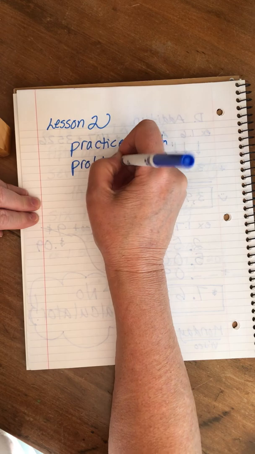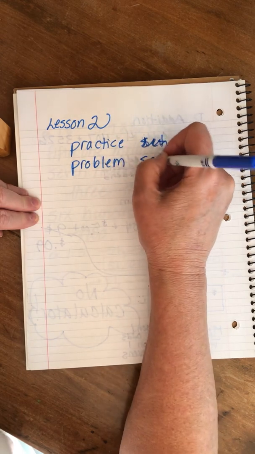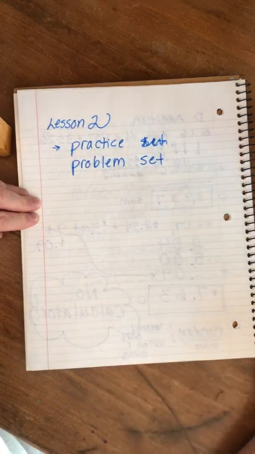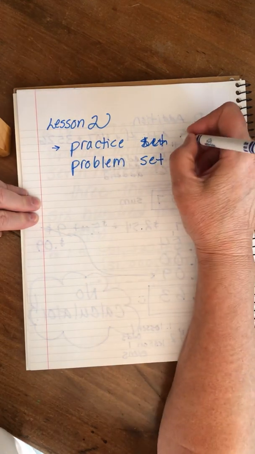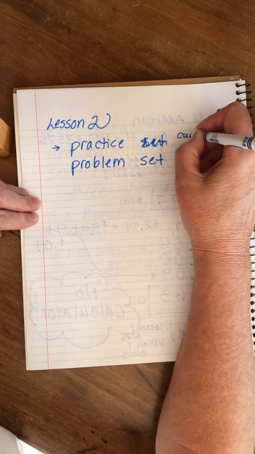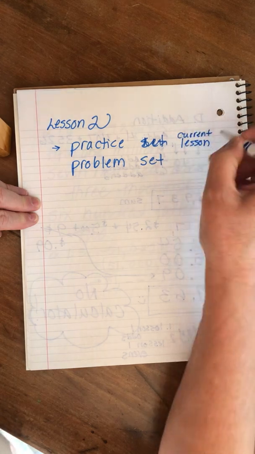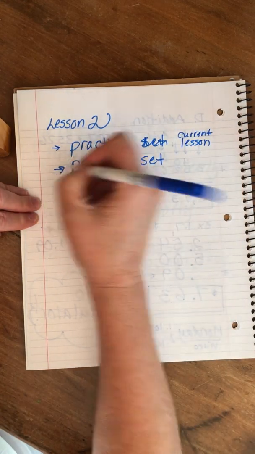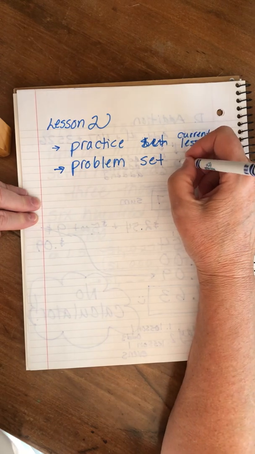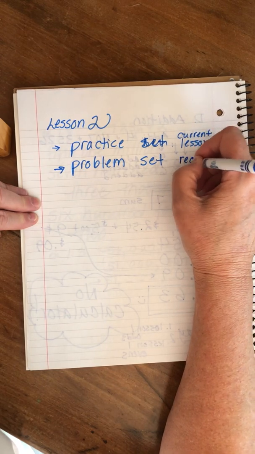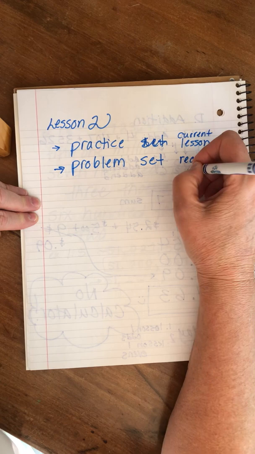And the names are so close together that it's confusing. They get interchangeable. There's the practice set. There's the practice problems, which are the current lesson. They recap what you just learned. And then there's the problem set, which is the recap of older lessons.